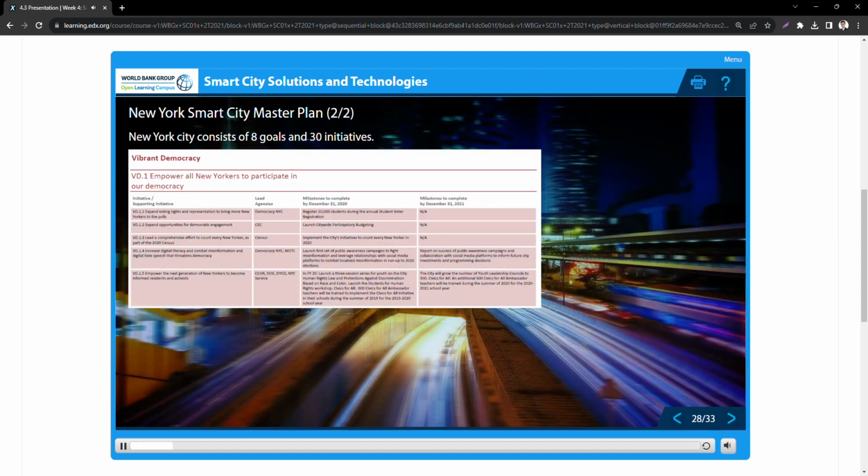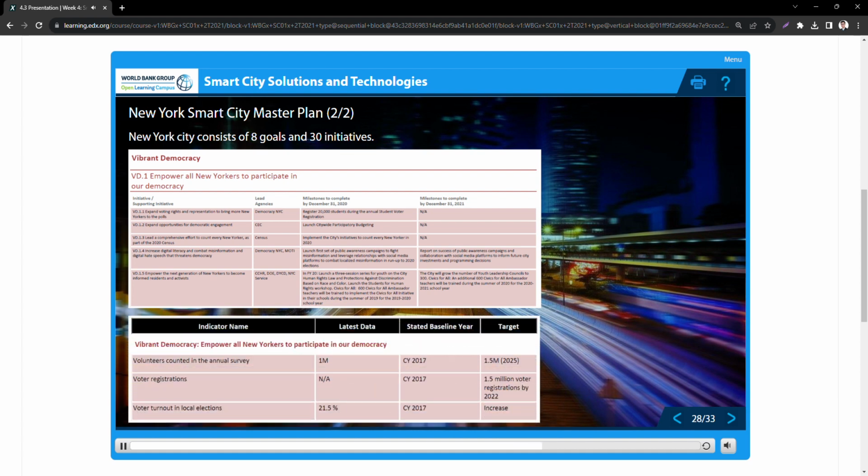Each goal has 3 to 4 initiatives, and the master plan has a total of 30 initiatives. Each initiative also has 1 to 5 sub-initiatives and specifies lead agencies. It also has milestones that are annually completed. Additionally, each goal has several indicators to be achieved. Indicators are based on latest data and have a target to be achieved.